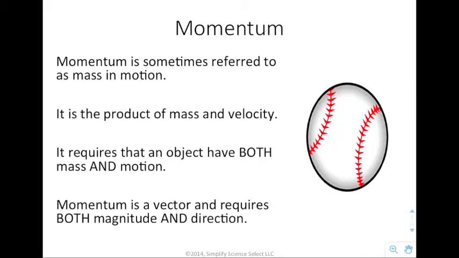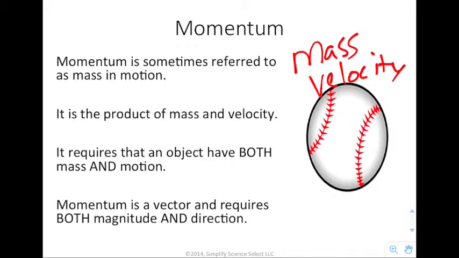So momentum is sometimes referred to as mass in motion because both are required. You must have both a mass and a velocity in order for you to have any sort of momentum. Momentum is actually calculated as the product, so we multiply mass and velocity together. And it requires that objects have both.